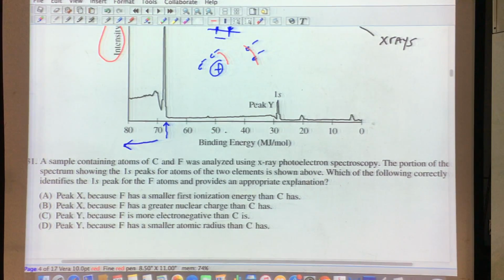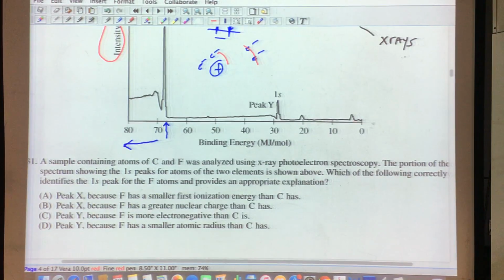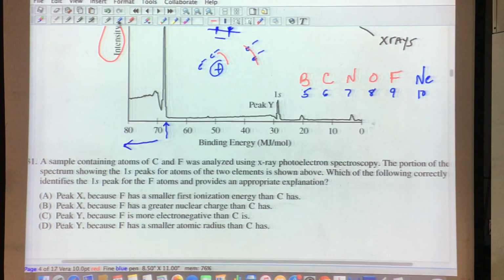All right, we should know from our reference tables that fluorine is over to the right. We have boron, carbon, nitrogen, oxygen, and fluorine in the second row. And then, of course, we've got neon at the end. This is atomic number 9, atomic number 10, atomic number 8, 7, 6, and 5. And what do we know if you're in the same principal energy level, same row? It's all about the nuclear charge.